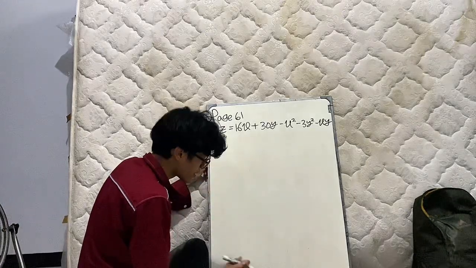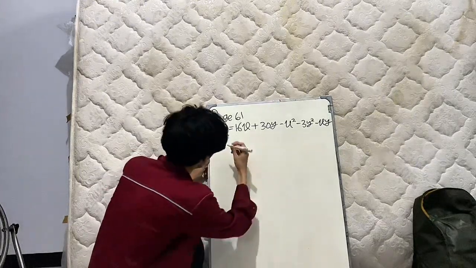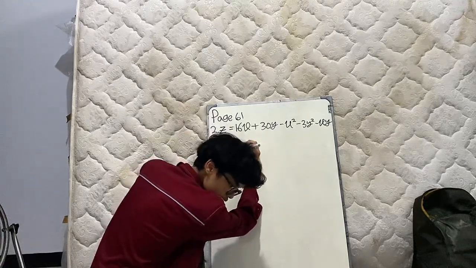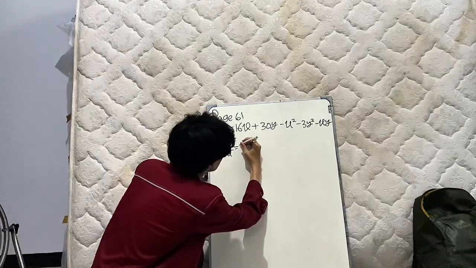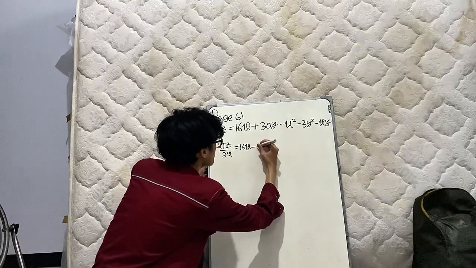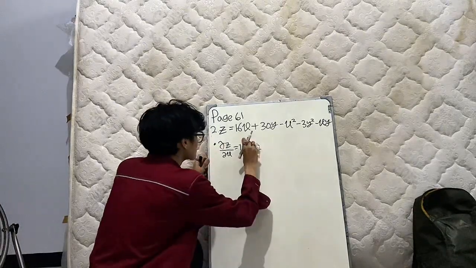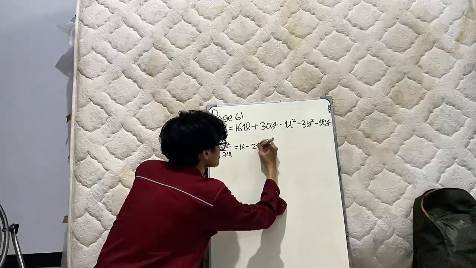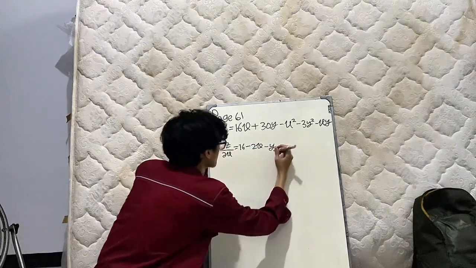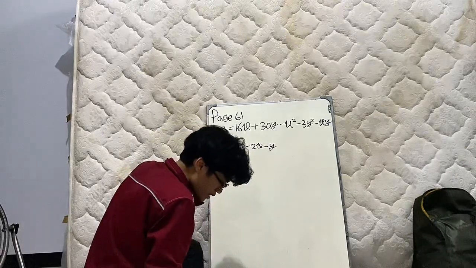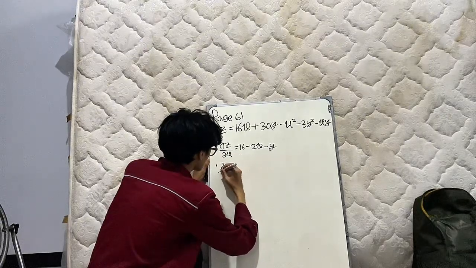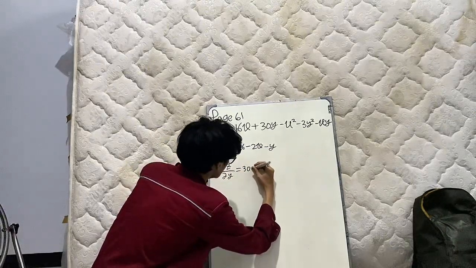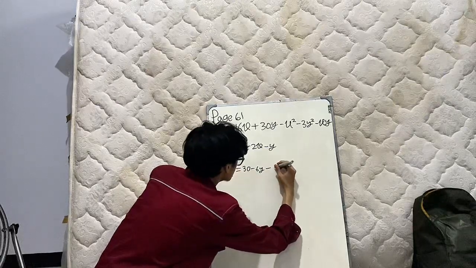The partial derivative of z with respect to x is 16 minus 2x minus y, and the partial derivative of z with respect to y is 30 minus 6y minus x.